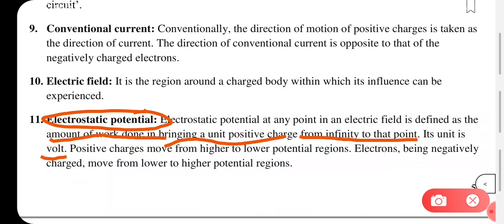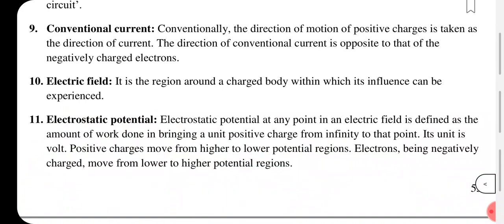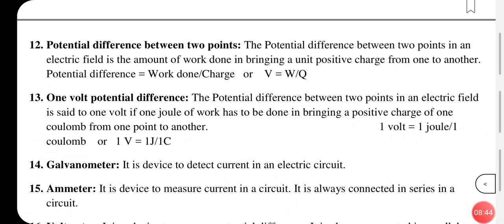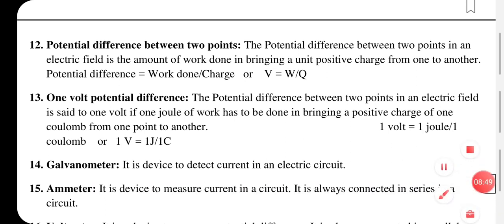We measure potential in volt, and positive charges move from the higher to the lower potential region. Electrons, being negatively charged, move from the lower potential to the higher potential region. Fine. So this is also one of the important concepts you should understand. Then moving on to the next important point, that is potential difference.